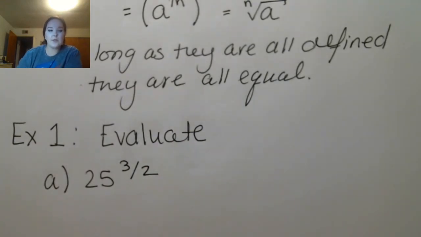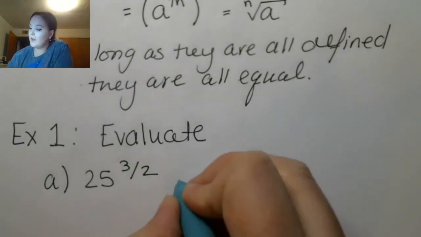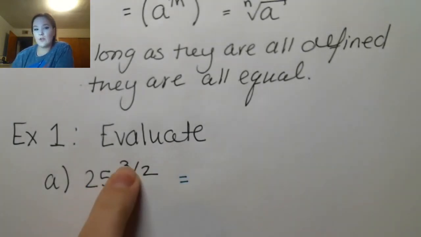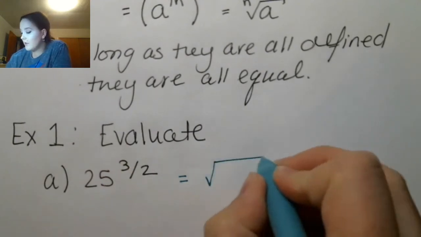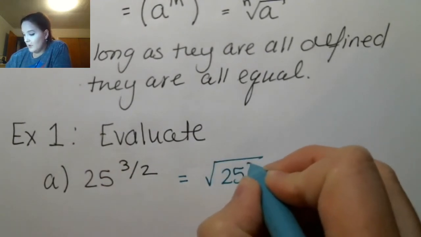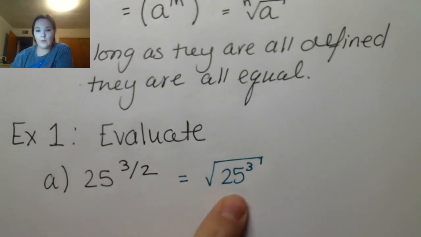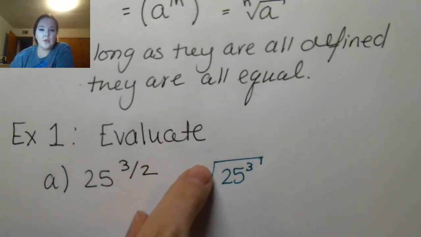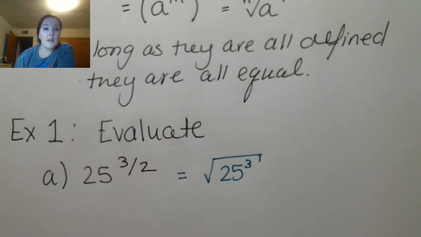So let's write out our two definitions here. One would be that this is 25 cubed, and then square root. Don't put the 2 as the index because you don't really need the 2 as the index. Now to do 25 cubed, I'm really going to need my calculator.